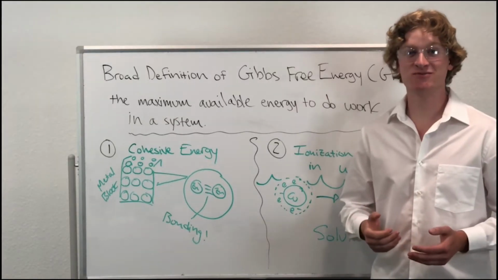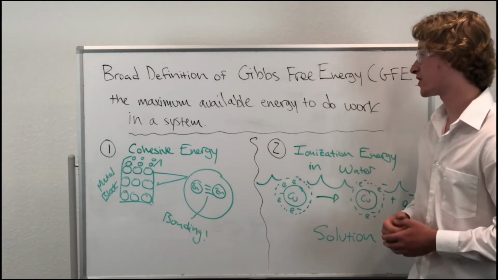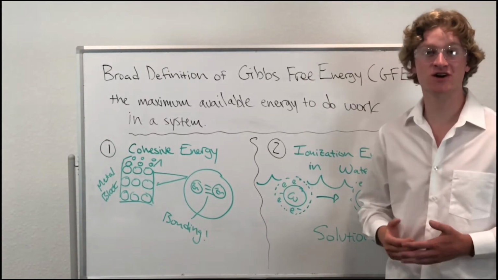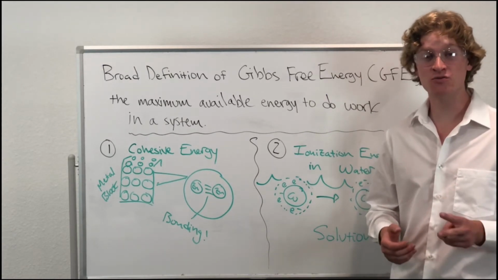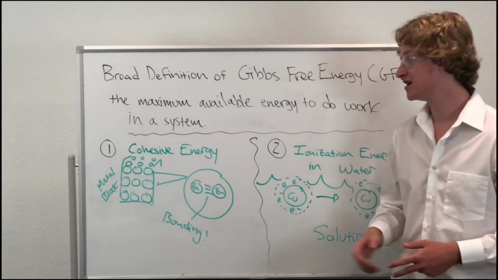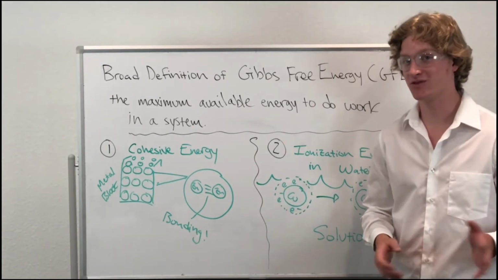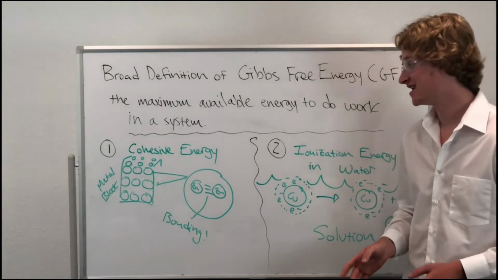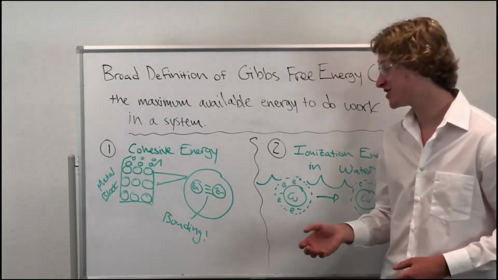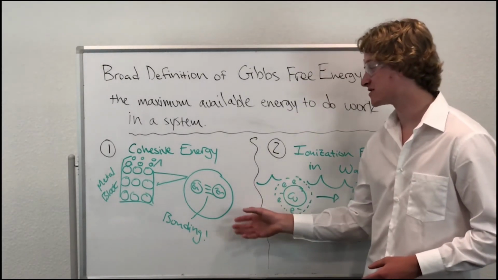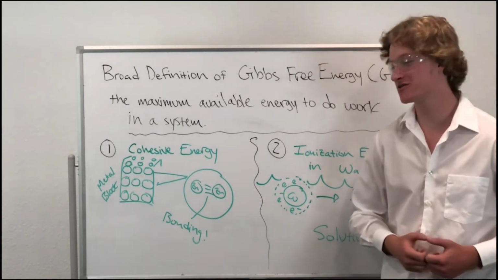Gibbs free energy can be defined broadly as the maximum available energy to do work in a system under conditions of constant temperature and pressure. It can be represented as 2 more specific processes, the first being cohesive energy. Don't worry, there won't be a test on any of this. Cohesive energy is effectively the strength of the metallic or covalent bonding that occurs between metal atoms, how tightly they hold on to each other.